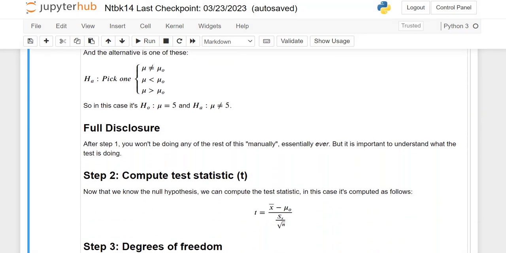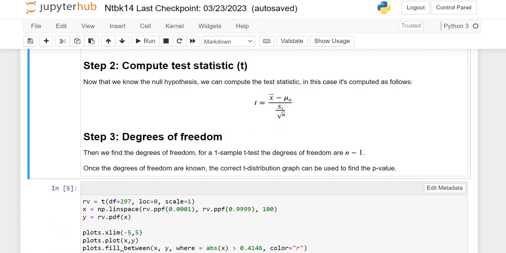And you're not going to have to do this manually. That's what the full disclosure bit is. But this is how we calculate t. And degrees of freedom, I told you, are approximately equal to sample size. So in this case, degrees of freedom are n minus 1. N is the sample size. Okay, and we use the degrees of freedom to find the correct t distribution graph so we can get accurate p-values. All right.